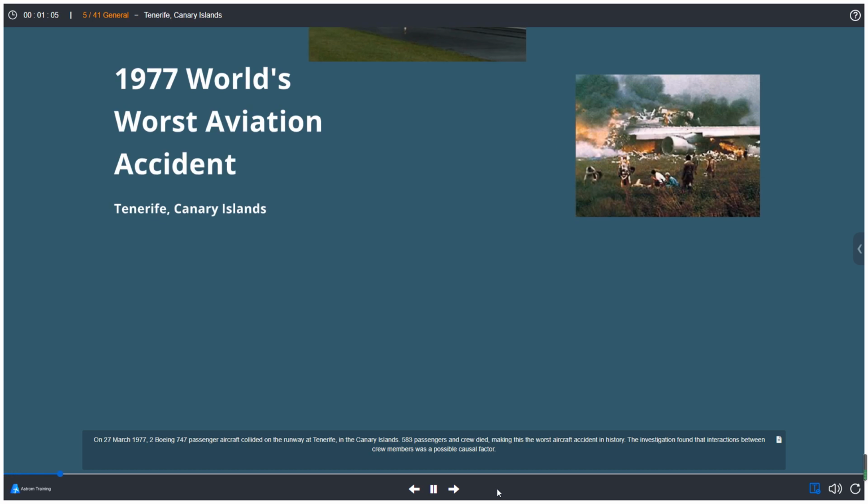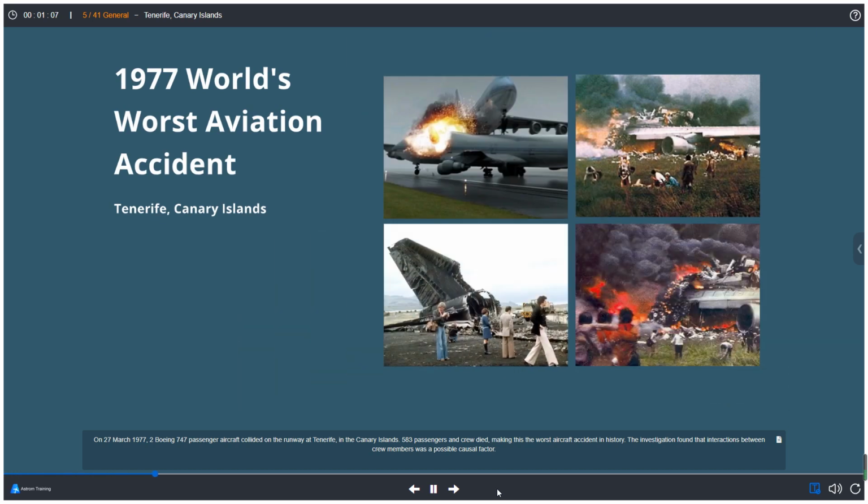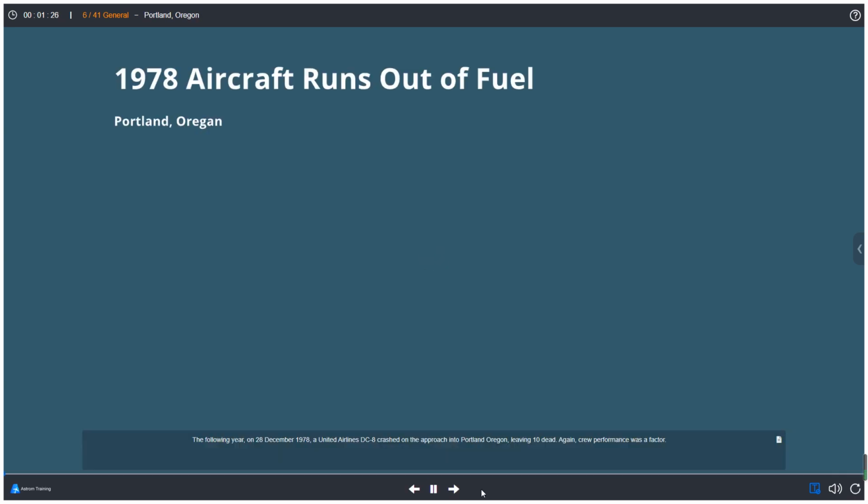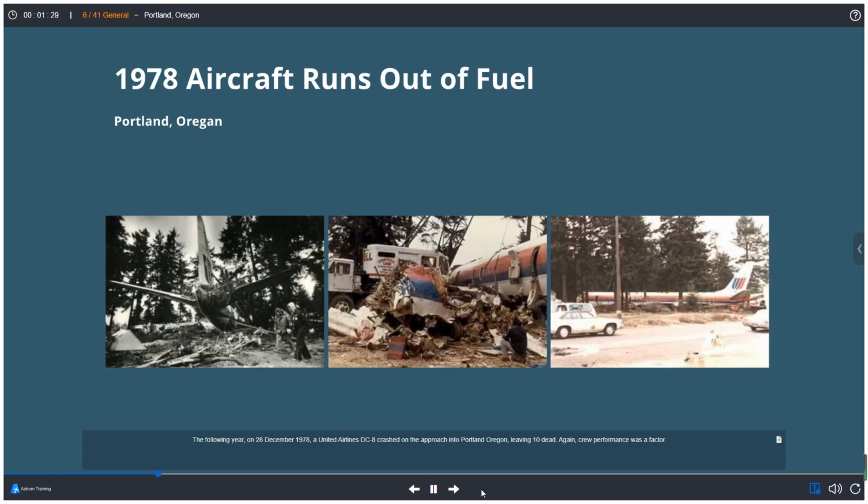On the 27th of March 1977, two Boeing 747 passenger aircraft collided on the runway at Tenerife, in the Canary Islands. 583 passengers and crew died, making this the worst aircraft accident in history. The investigation found that interactions between crew members was a possible causal factor. The following year, on the 28th of December 1978, a United Airlines DC-8 crashed on the approach into Portland, Oregon, leaving 10 dead. Again, crew performance was a factor.